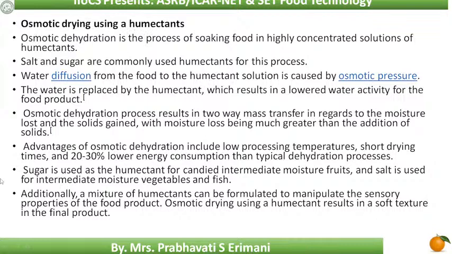We have to remember, sugar is used as a humectant for candied intermediate moisture fruits, and salt is used as a humectant for intermediate moisture vegetables and fish. Additionally, a mixture of humectants can be formulated to manipulate the sensory properties of the food product. Osmotic drying by using the humectant results in soft texture. So this is, I can tell you, an improved version of solar drying.